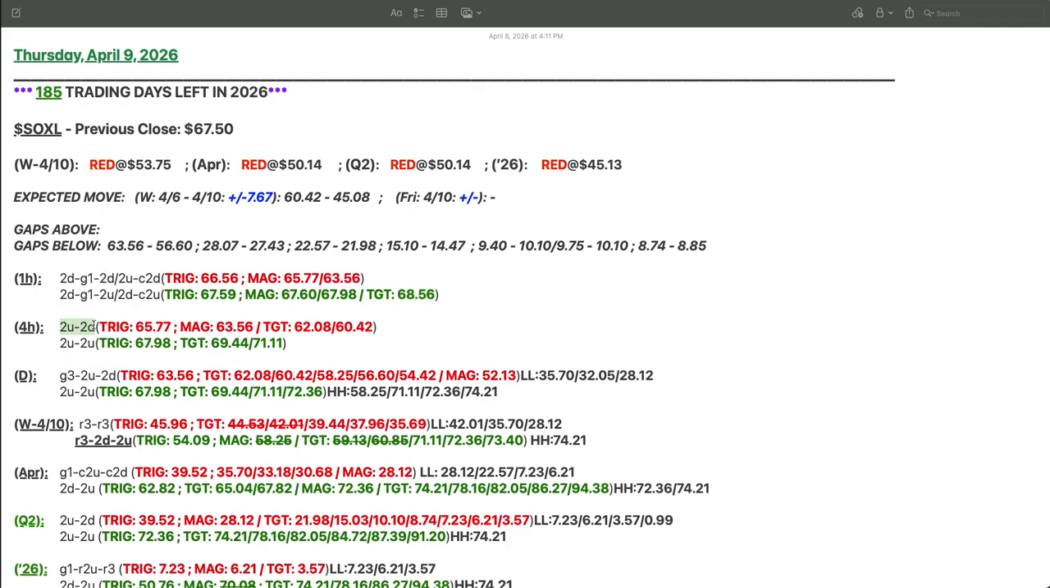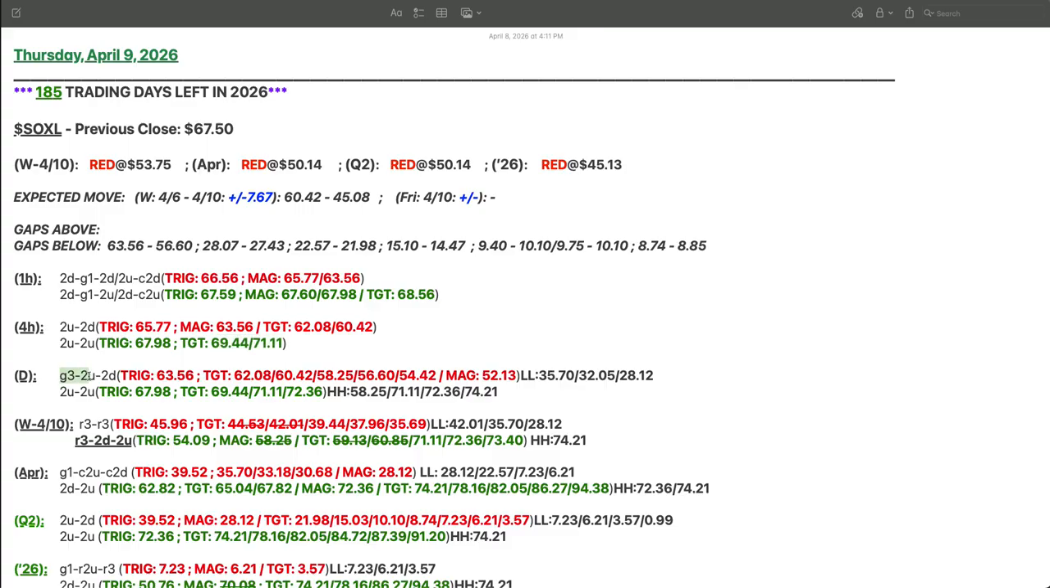Speaking of the 4 hour, if we go 2 down in that first 4 hour of the day, we got a 2 up 2 down triggering at 65.77 with the magnitude of 63.56. And if the rug really gets pulled, we've got some extended targets out here for you as well. If we go to the upside, that gives us a 2 up continuation triggering at 67.98, targeting 69.44 and 71.11.